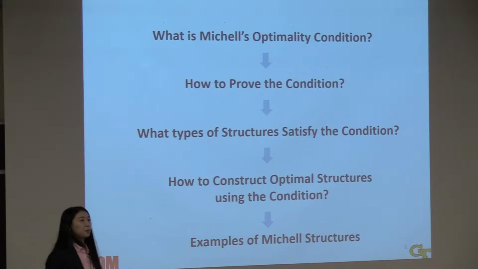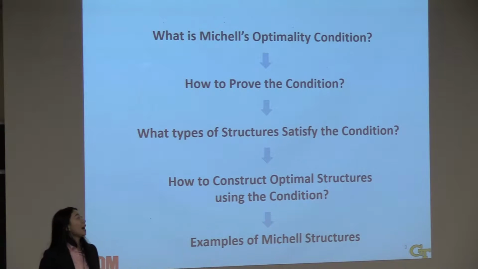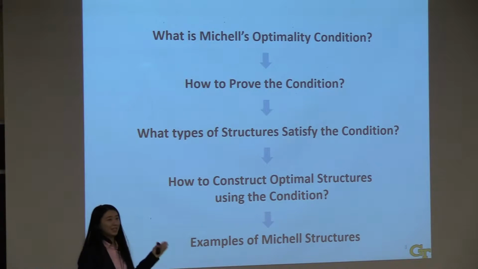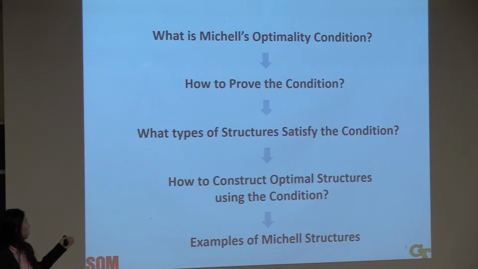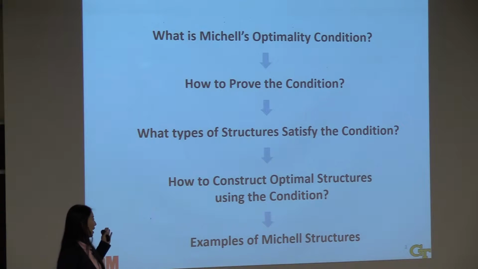In my presentation, I'm going to divide my talk into different sections. First of all, I'm going to introduce the optimality condition that Michell stated. Then I'm going to prove this condition, followed by discussing some types of structures that satisfy this condition and what they look like. And then I'll introduce some good ways to find the optimal structure, followed by some examples of these optimal structures.